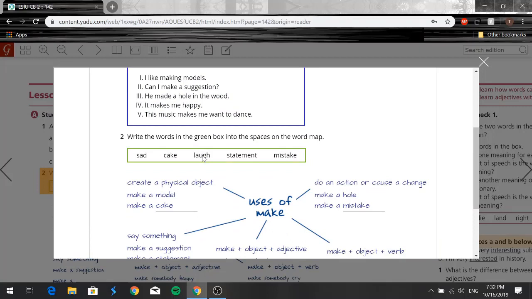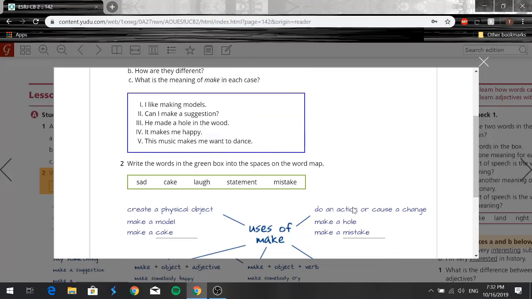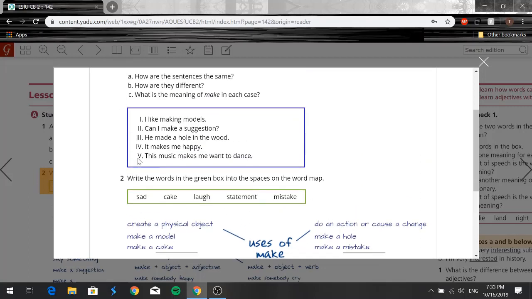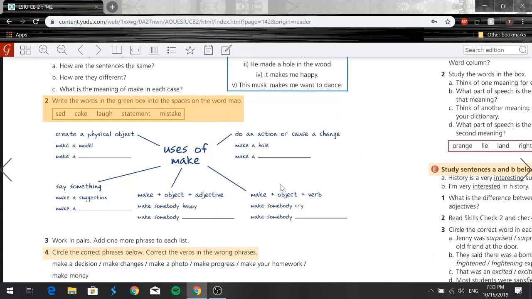And the final one, number 5, this music makes me want to dance. And again, this is the last one. Make plus object plus the verb. So for example, make somebody cry, make somebody laugh. Okay, so that's number 5. This music makes me want to dance. Okay, now let's move on.